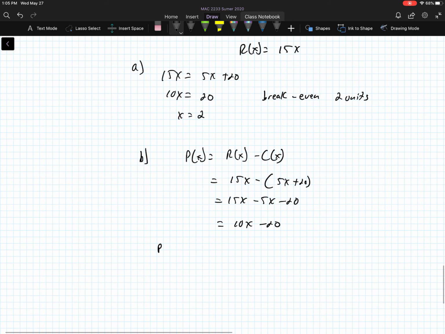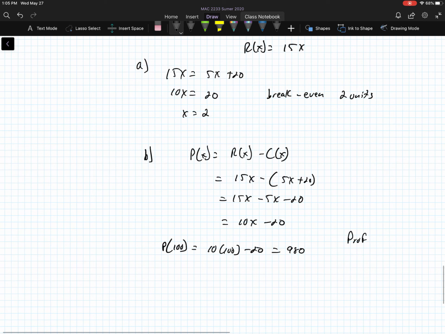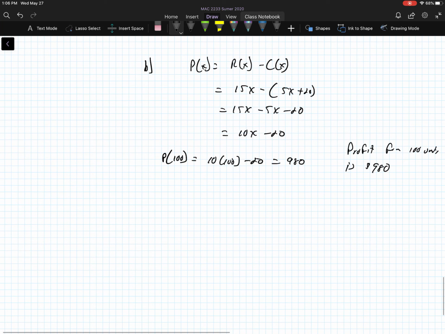So now the next thing it is asking us to do is to find P of 100. So P of 100 is going to be basically 10 times 100 minus 20. And so we're going to get 980. So the profit from 100 units is $980.